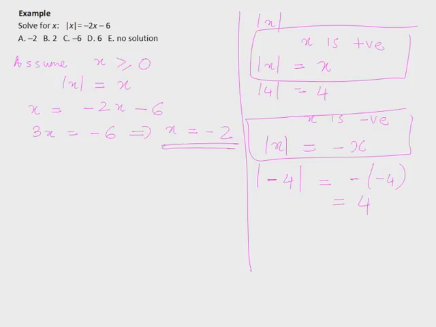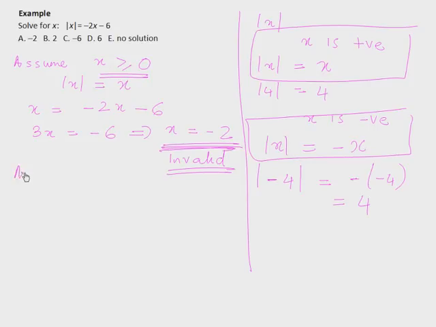There's a problem. What have I assumed on x? I've assumed that x is greater than 0 and I've got x is minus 2. Minus 2 is not greater than 0. So this value of x is invalid. It contradicts my assumption. So this is not a solution. So when x is greater than 0, there are no solutions.